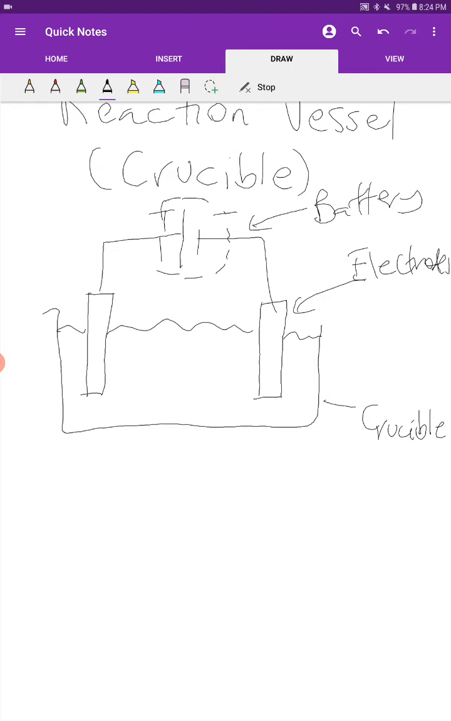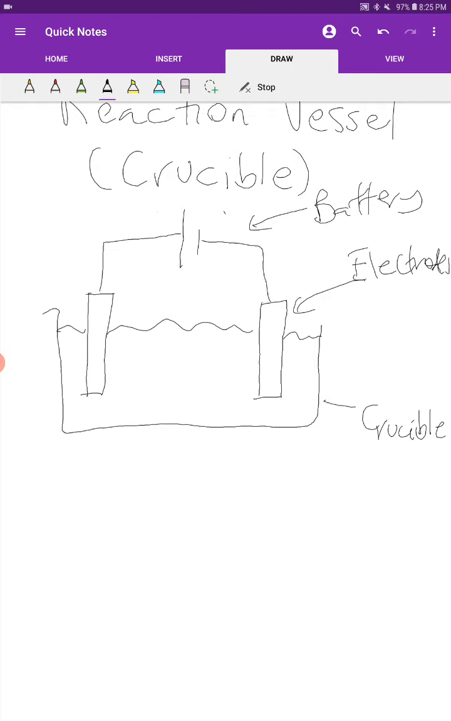Obviously, you could get more fancy and technical with it. You put in your switch and you're connecting wires and all that type of thing. But for now, we're just trying to keep it as simple as possible.